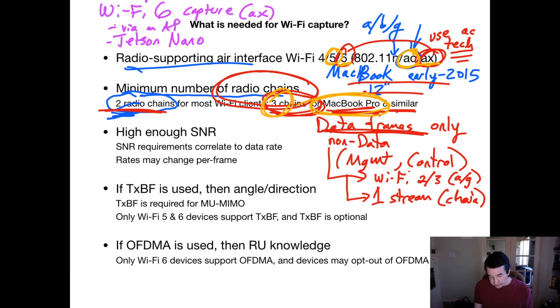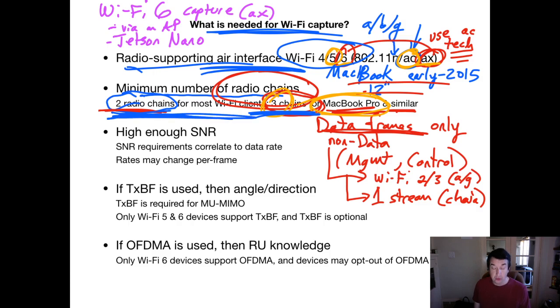But the bottom line there is, if I'm going to do wireless capture, what do I actually need for capture? Make sure I have a client device, an access point, some kind of device that has the right air interface, whether it's Wi-Fi 4, 5, 6, whatever it is, and make sure my client device supports the proper number of radio chains. For most devices, all you need is 2 radio chains, but there are some devices that support 3 radio chains. I also need to make sure that I have a high enough SNR at the capture device.